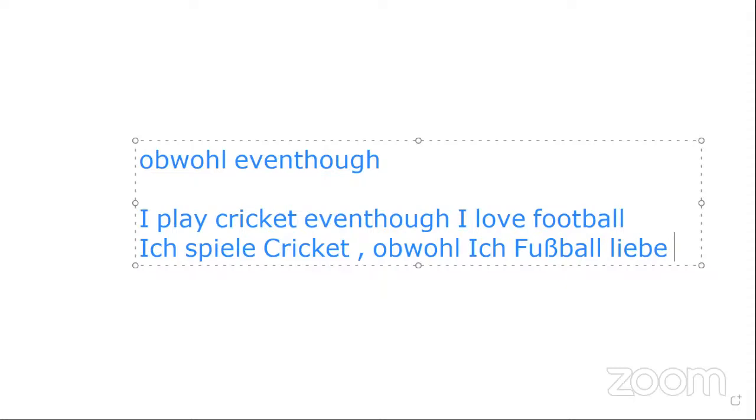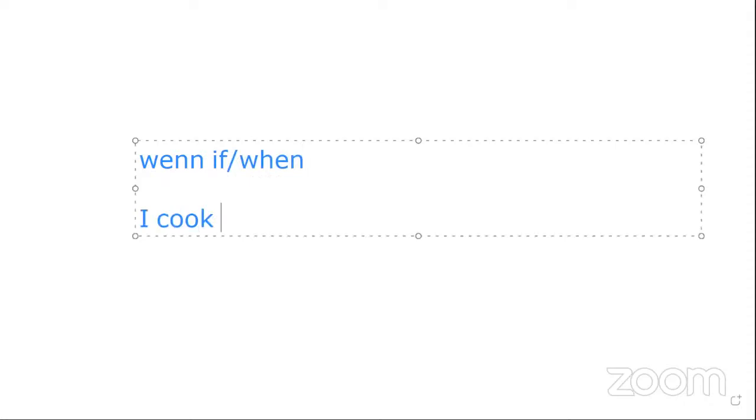Okay. And the third one is when. When is kind of like if. If, or when. We say when also. For example, let's make tea. I make tea. I drink tea. Let's keep things simple. I drink tea when I have milk.